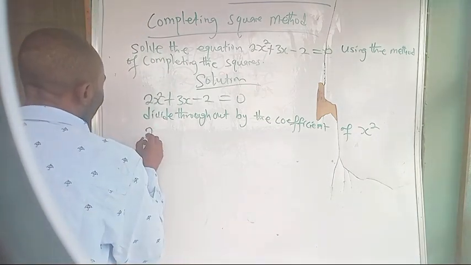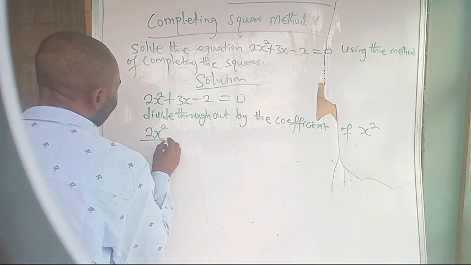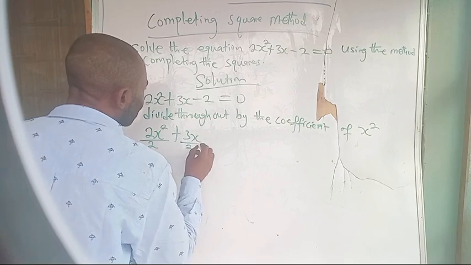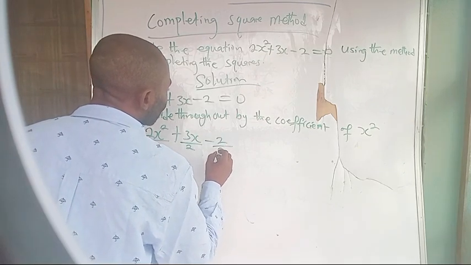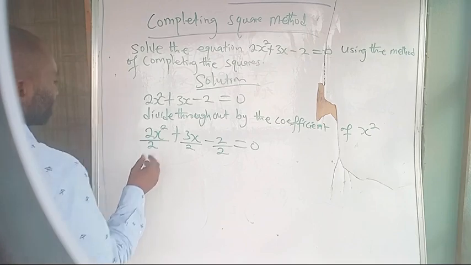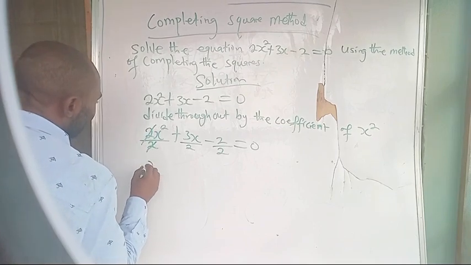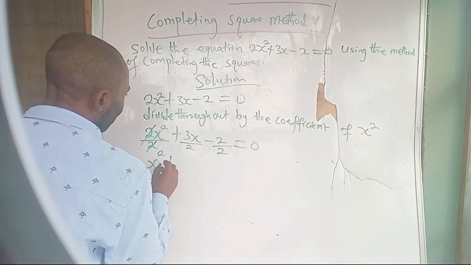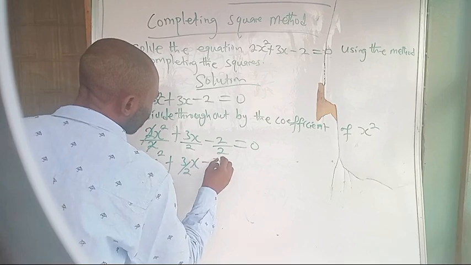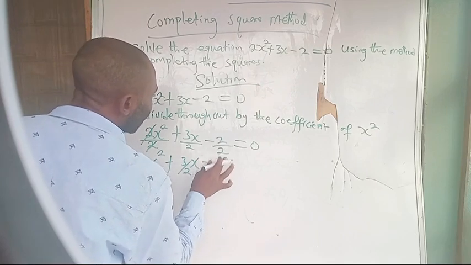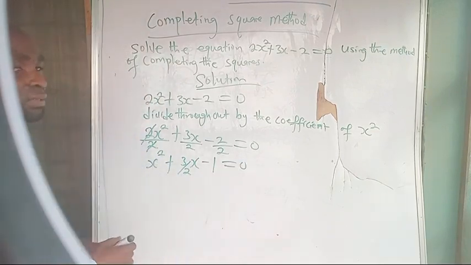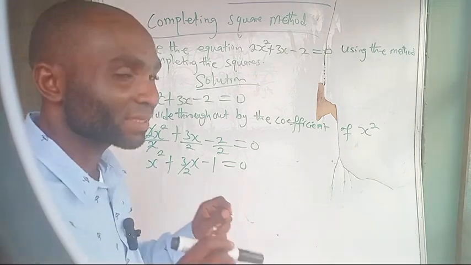So we now divide: 2x squared divided by 2, plus 3x divided by 2, minus 2 divided by 2, is equal to 0. So 2 cancels 2, and we have x squared plus 3 all over 2 x minus 1, because 2 divided by 2 gives us 1, and that is equal to 0. So that is the first step.